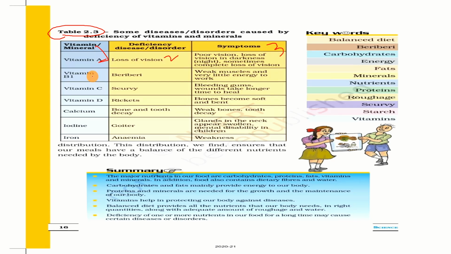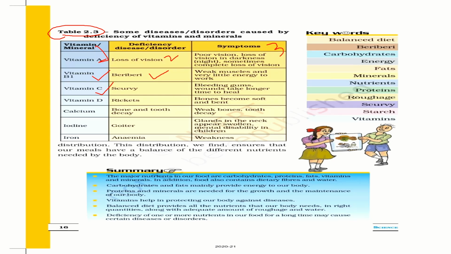Okay, next, vitamin B1 deficiency is beriberi: weak muscles and very little energy to grow. Okay, vitamin C deficiency is scurvy: bleeding gums, and wounds take a longer time to heal. If you are deficient in vitamin C, the symptoms you will get are that when you fall down or get any wounds, they will not recover in the usual time. It may take a long time to recover. So by vitamin C deficiency you will get all these symptoms. So don't do all these things, guys. Please eat all the nutrients which you are getting.